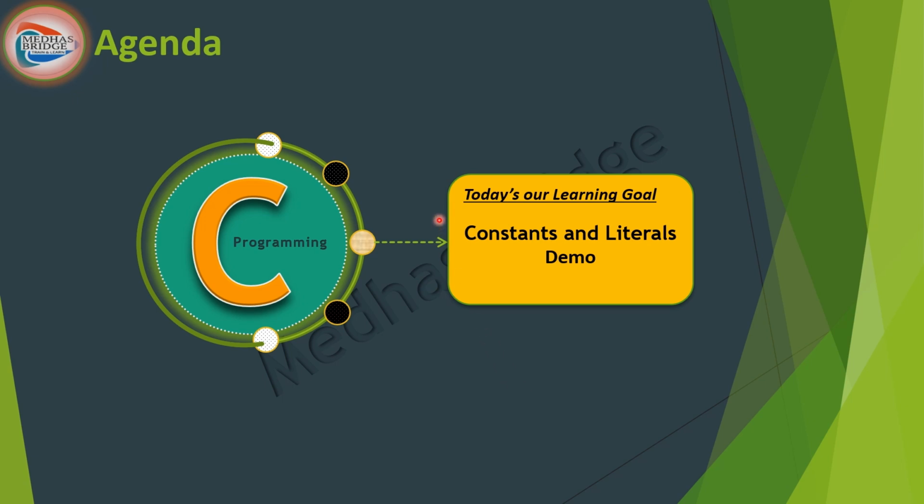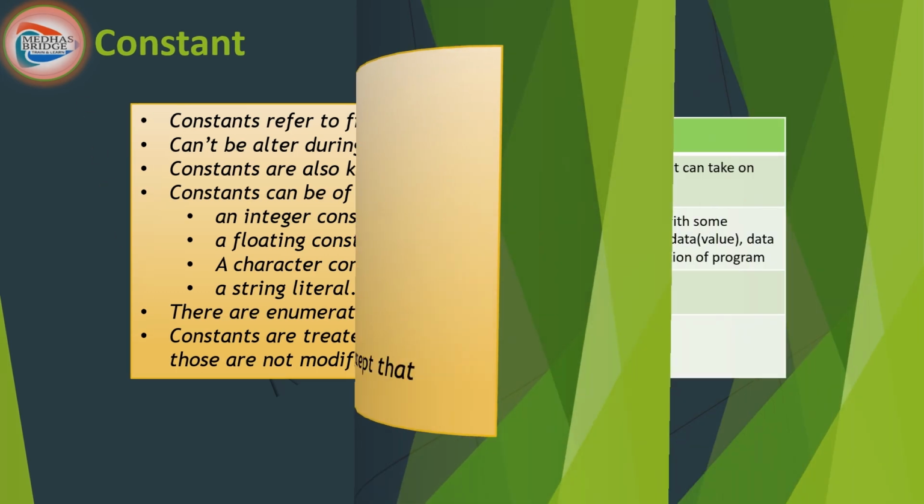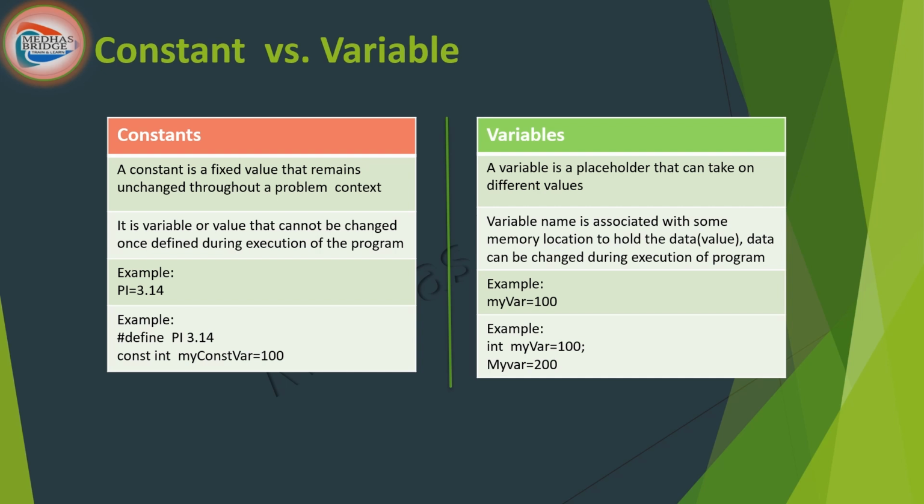Here is our today's agenda. Here is the recap of what we studied in the previous class. Regarding the constant, there are a few pointers that you can recap. We also looked at the difference between constants and variables in a brief note. Probably you can skim through and recap what we discussed in the previous session.